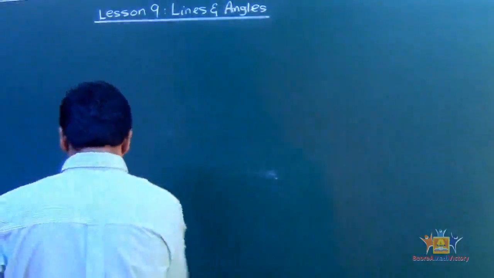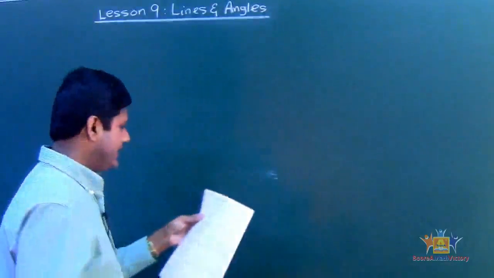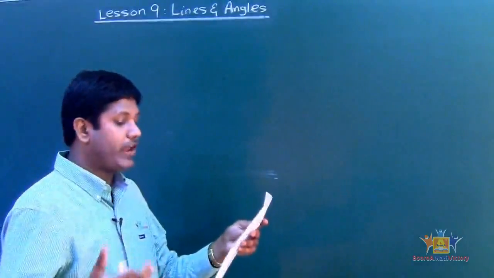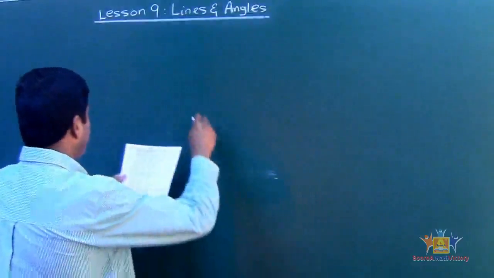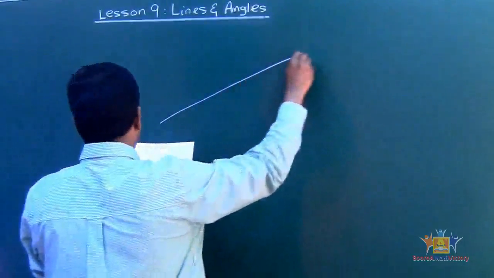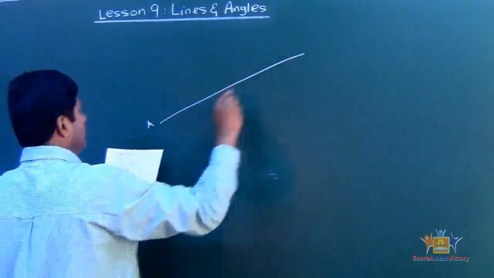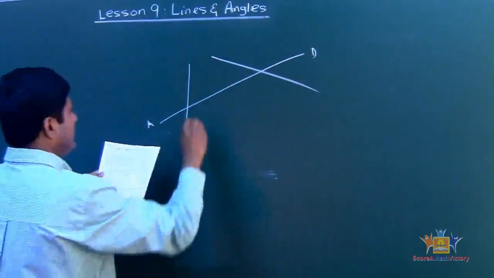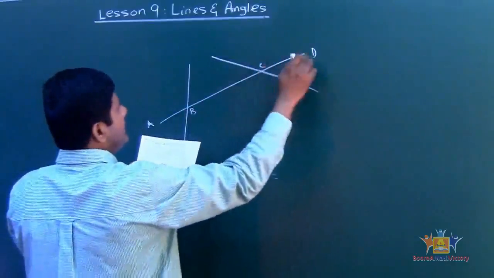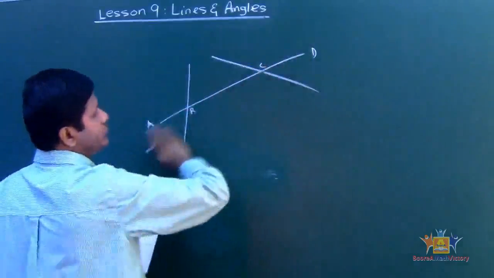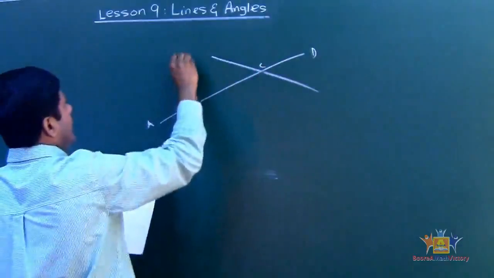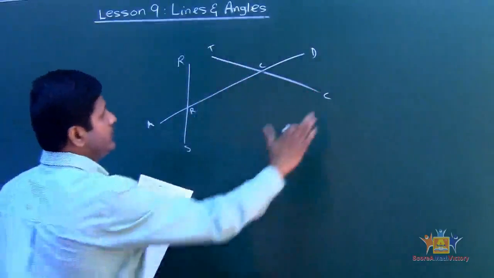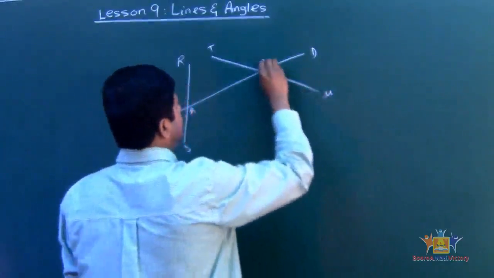The first problem. You're given a diagram and told that ABCD is a straight line. So let's draw the diagram first. You're given A, D, and then you have two lines intersecting. This is the point B, and then C and D. ABCD is a straight line, and you have RS and TU. And this is C.